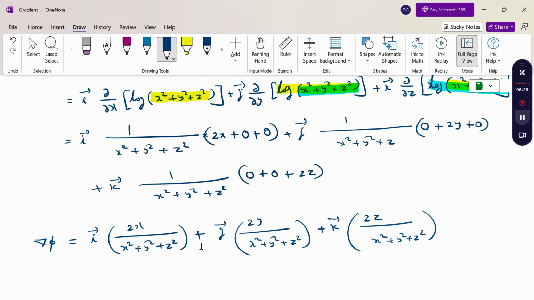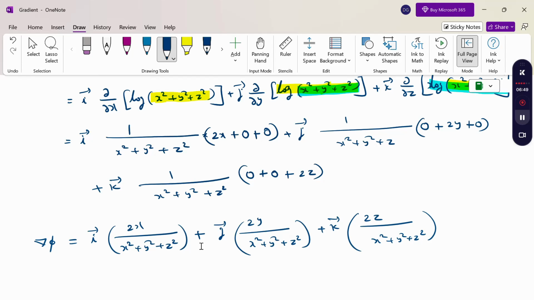So the calculation: del phi equals i into dou by dou x plus j into dou by dou y plus k into dou by dou z. Sometimes the same problem is possibly given with some point, maybe this problem to consider. So when the points are given, substitute the points.